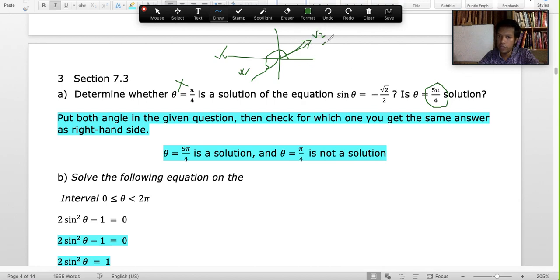This is what we are doing manually, but in the calculator, if you just press it, the calculator will give you the answer automatically. How to do it? Suppose in the calculator, this is 225. Then you write sine 225 equals what? You see this answer.